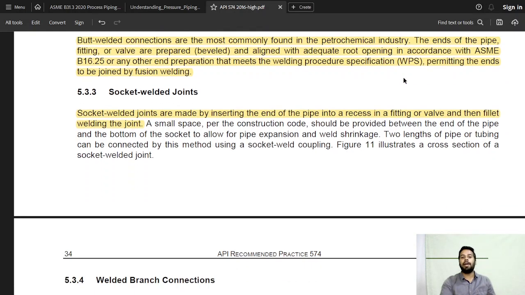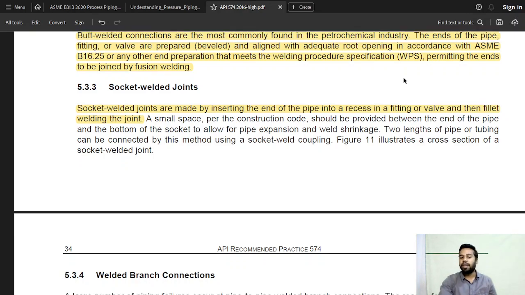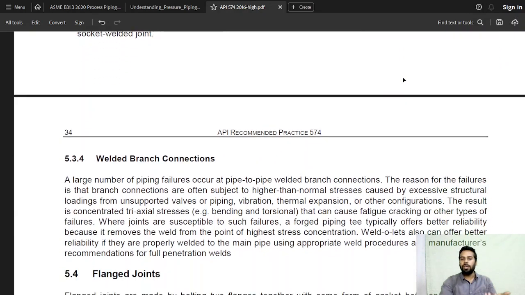Socket welds are made by inserting the end of the pipe into the recess in the fitting or valve and then fillet welding the joint. So something like this. If you have a joint like this, you will be socketing it in and then welding would be done. So this will be a socket joint. Socket joint is generally done on a small diameter fitting, generally less than 2 inches.